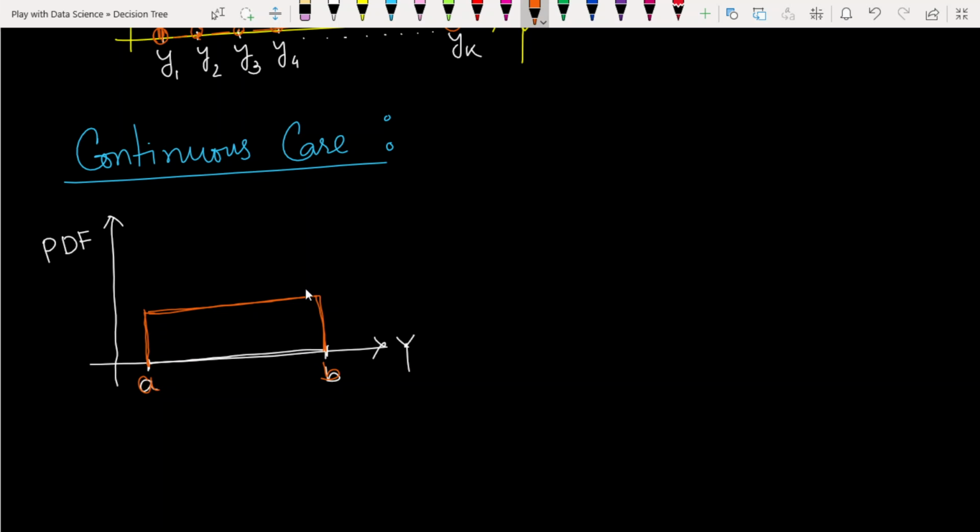So what does this mean? It means it is a uniform distribution. It maintains the uniform distribution. And in such a scenario, our entropy will reach its maximum.